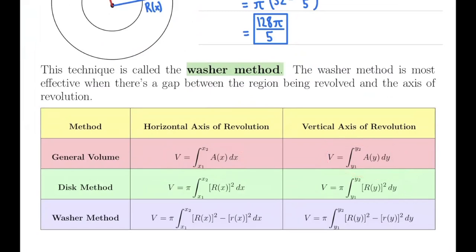And then for the disk method, the cross-sectional area is pi r squared. So A of x just becomes pi r squared, and I just took the pi out. And then same thing for a vertical axis of revolution, it's just in terms of y. And for the washer method, it's just a disk with a hole in it. So you have to subtract pi times the inner radius squared, but I just took the pi out. And it's the same idea for vertical axis of revolution, but it's just in terms of y.